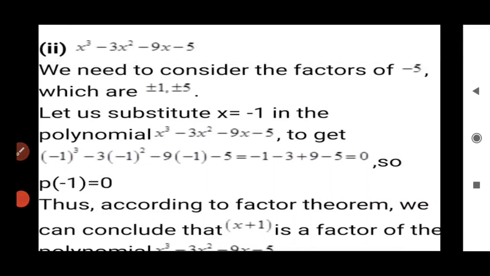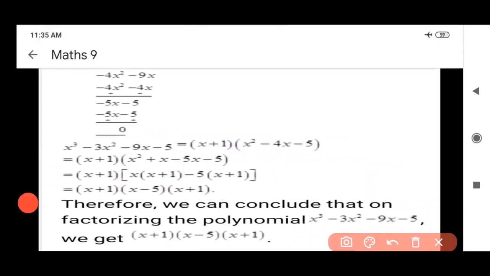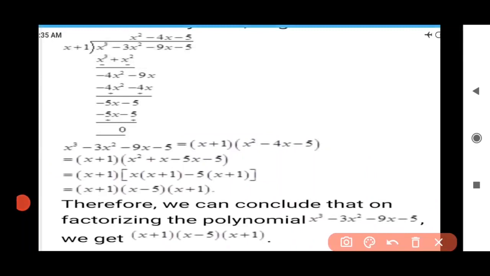So we divide the polynomial x cube minus 3x squared minus 9x minus 5 by x plus 1. Now we get the quotient x squared minus 4x minus 5, and the remainder is 0. So the given polynomial p of x, x cube minus 3x squared minus 9x minus 5, is x plus 1 into x squared minus 4x minus 5.